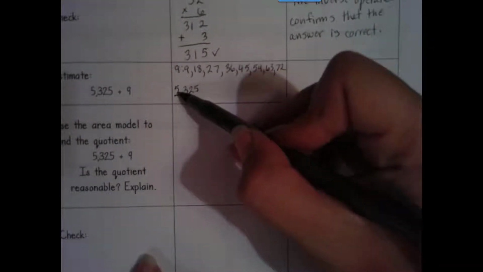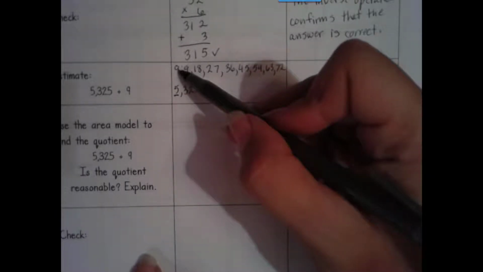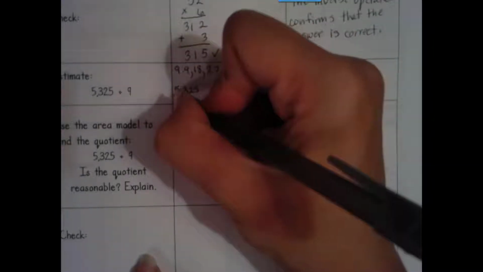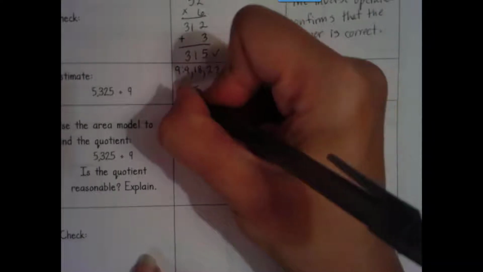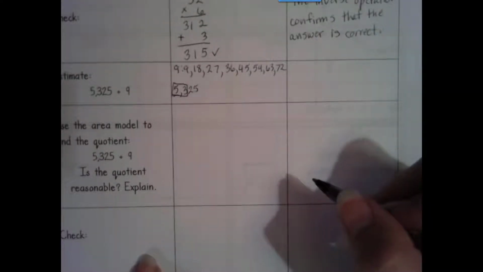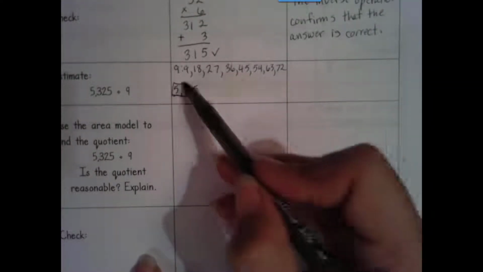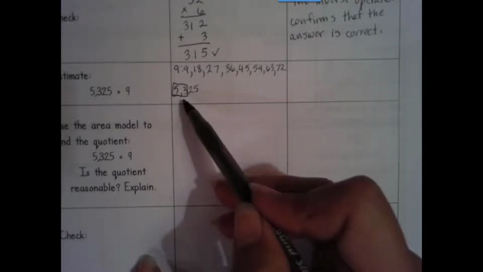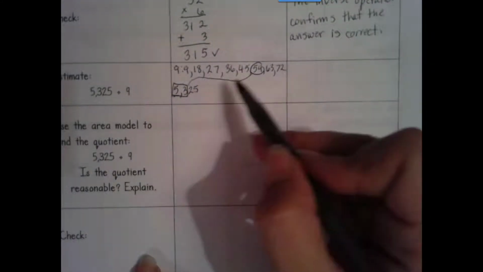5,325. So I look at the digit in the largest place. The largest place is the thousands, and there's a 5 there. Is the digit 5 greater than the digit 9? No, so that means I have to look at the first two. If it is greater, then I look at just that one. So I want to find a number in this list that is closest to 53. And that looks like it would be 54. That is our compatible number. So I'm going to replace 53 with 54.